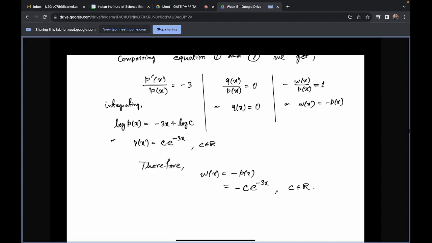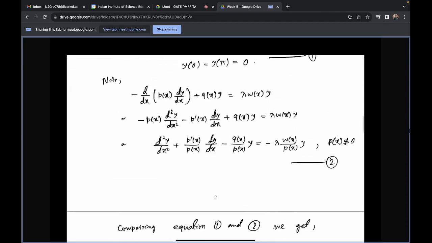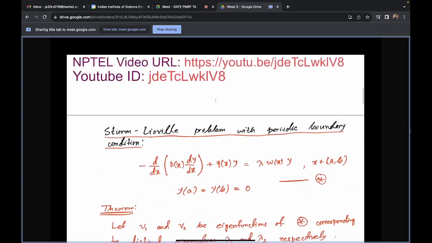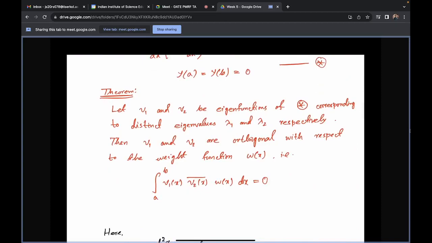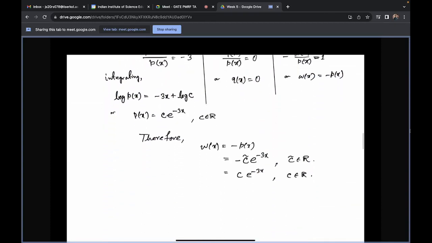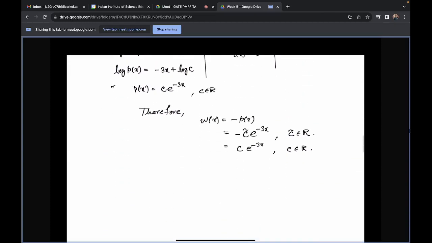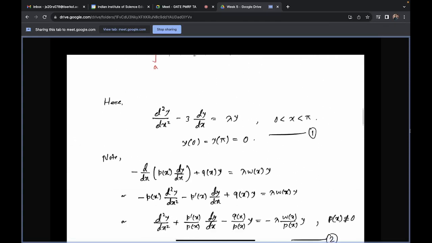So we have w(x) will be of the form, let's write c tilde, so c e to the power minus 3x, where c tilde is minus c, so some constant times e to the power minus 3x. This is the weight. Then this theorem is saying that if there are two eigenfunctions corresponding to two different eigenvalues, then they will be orthogonal with respect to the weight. So this weight will be c e to the power minus 3x.